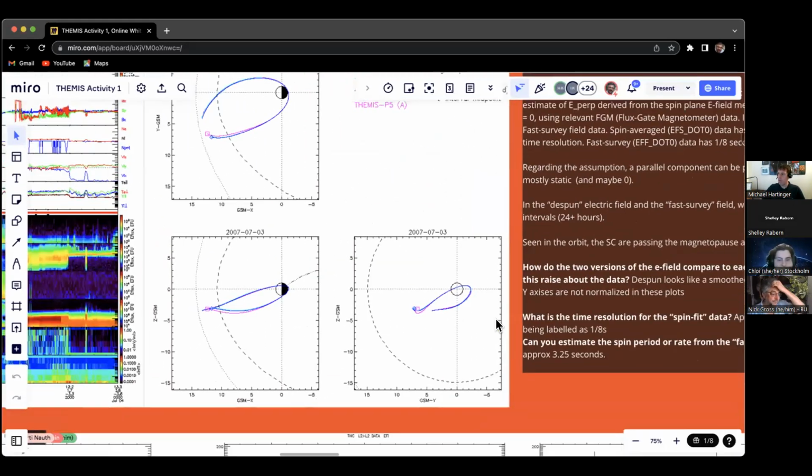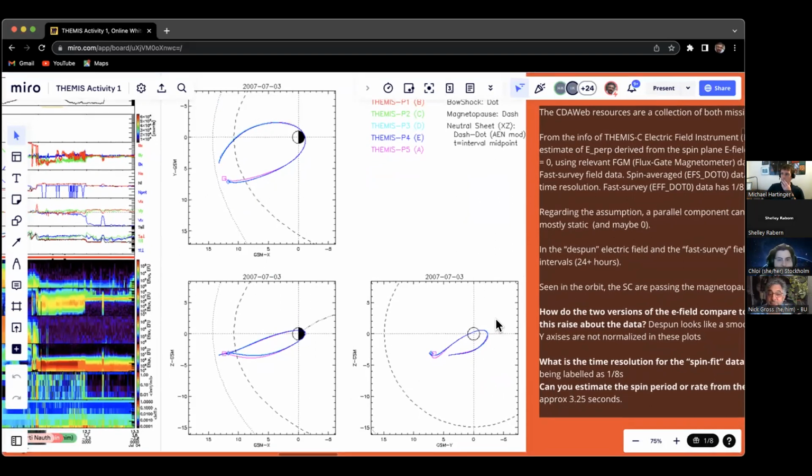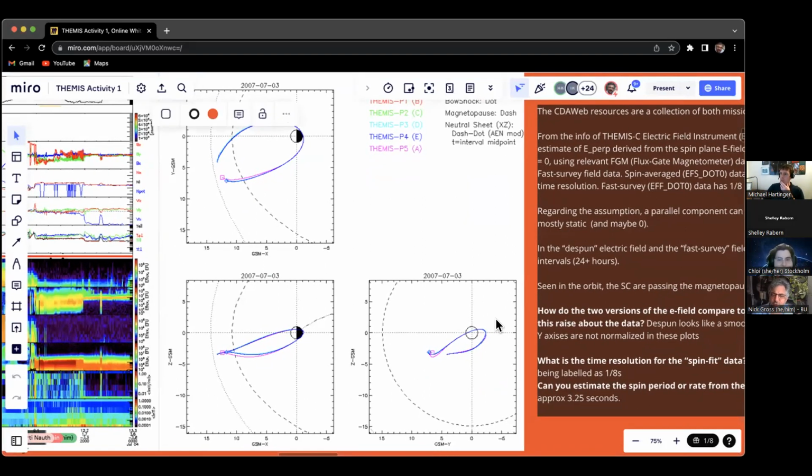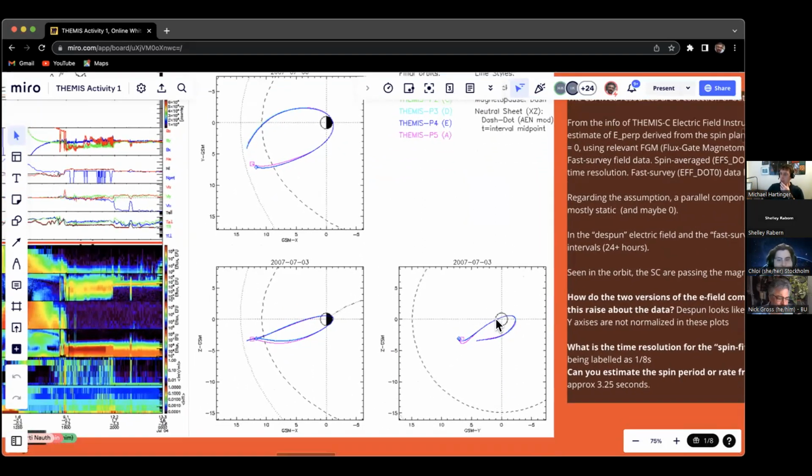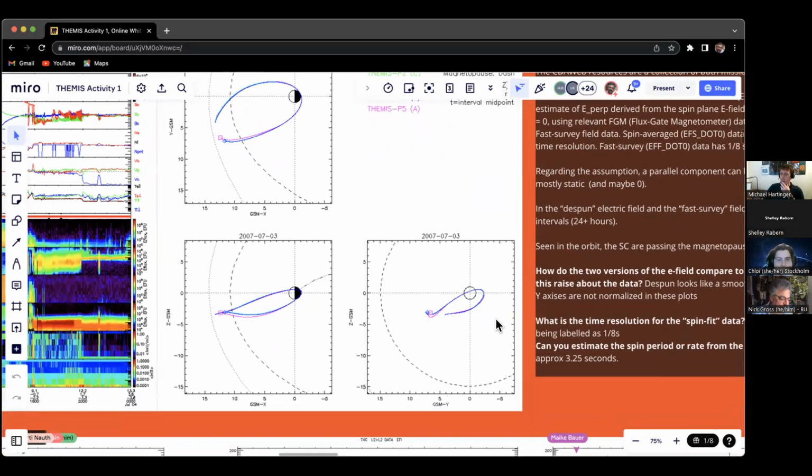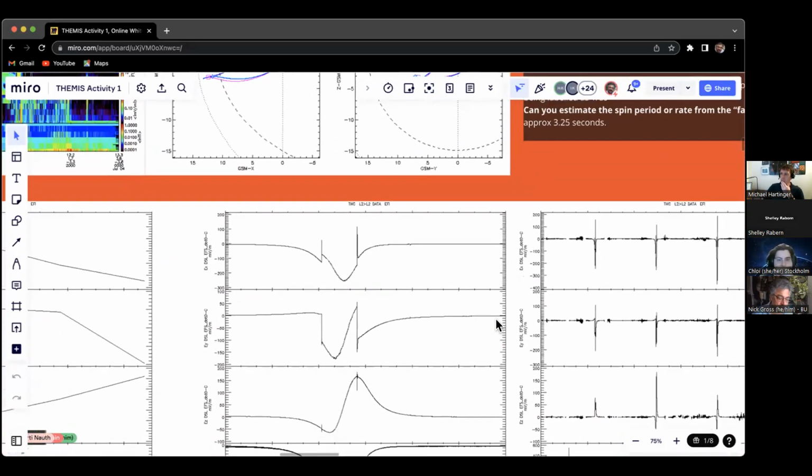Okay, so I was hoping to interpret something physical out of this, but well, it's physical, but maybe not telling us as much about the magnetosphere as we'd like.